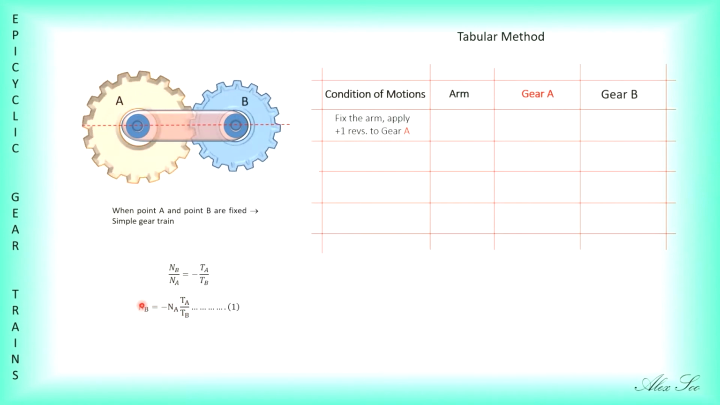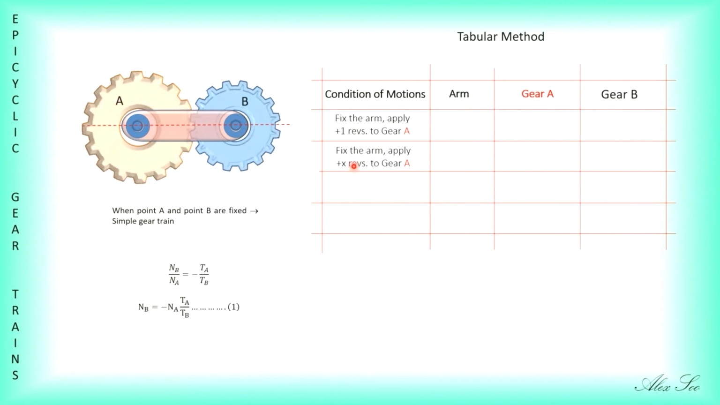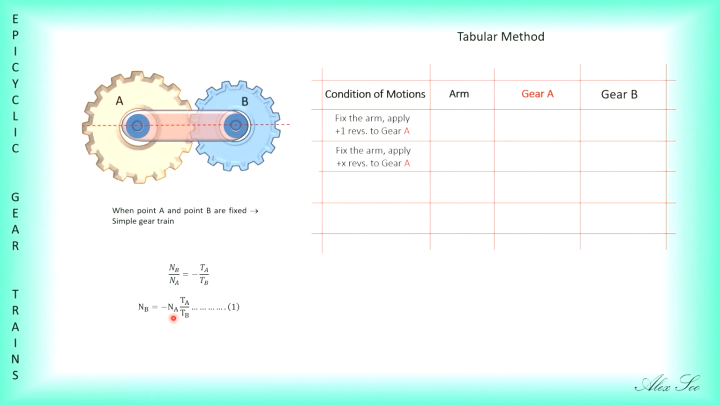So if this is 1, then you can find the speed of gear B like this. Then the second condition: most of the time, the gear will not only rotate 1 revolution, it will be rotating at millions or thousands of revolutions. So let's say we consider X revolutions, an unknown number of rotations for gear A. So we put X into here, and then we will be able to find the speed of gear B if we know the speed of gear A with X revolutions. Then the third one is, after that we release the arm.